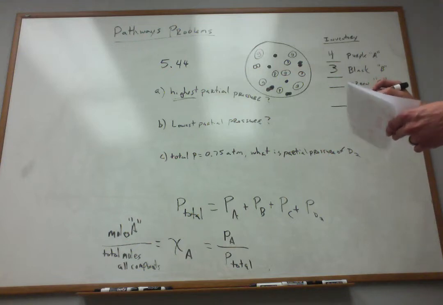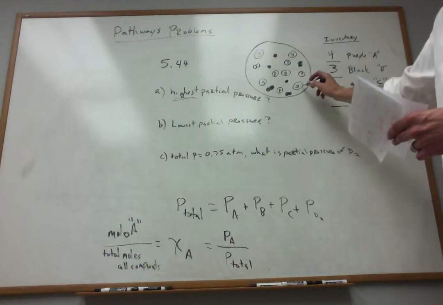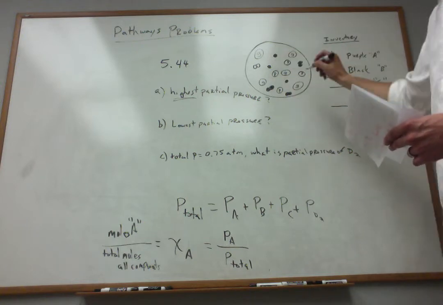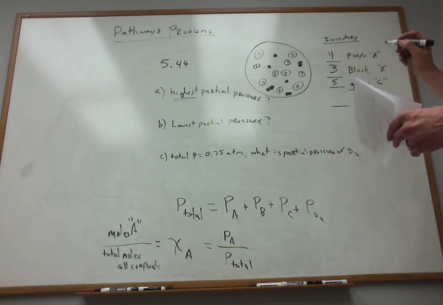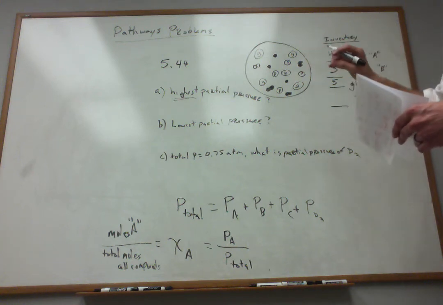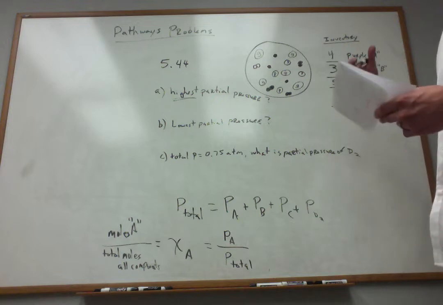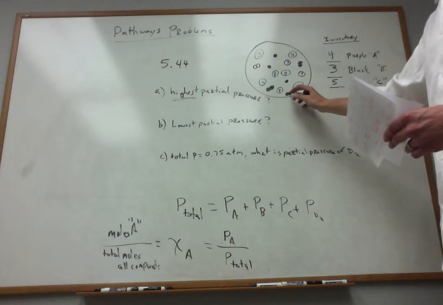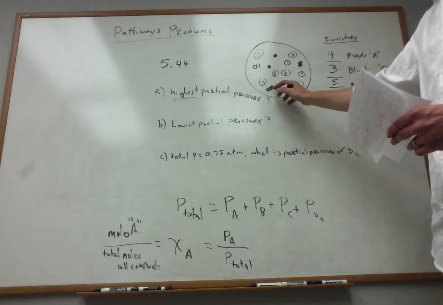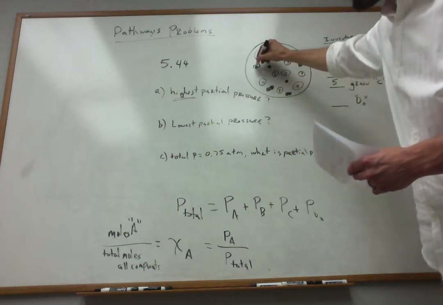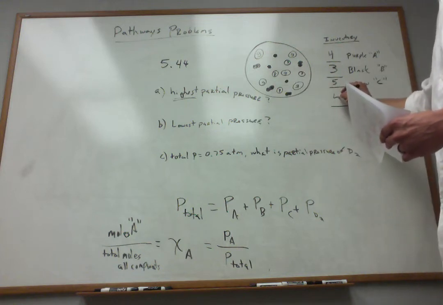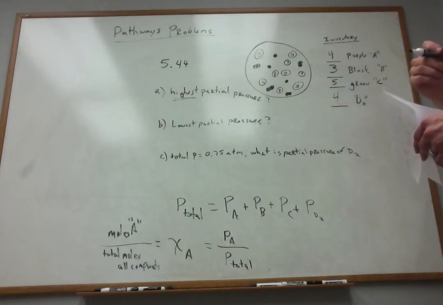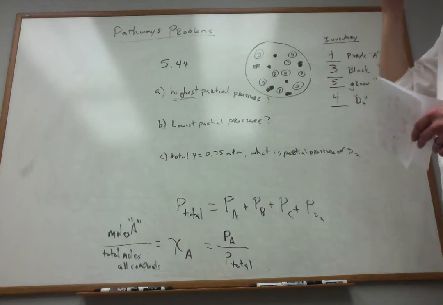And what about the greens? The greens are called C, gas C. 1, 2, 3, 4, 5. I've got 5 green spheres inside this container. And then the D2s are the molecules. Okay, so we got one here, one here, one here. And I didn't color this one in, but I should color that one in. So 1, 2, 3, 4 of the D2s. Okay, so that's our inventory, how much I've got.